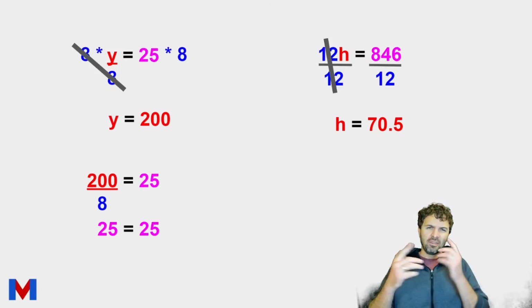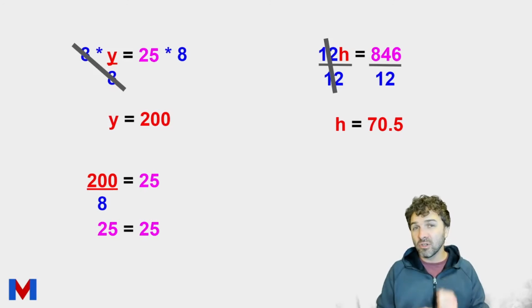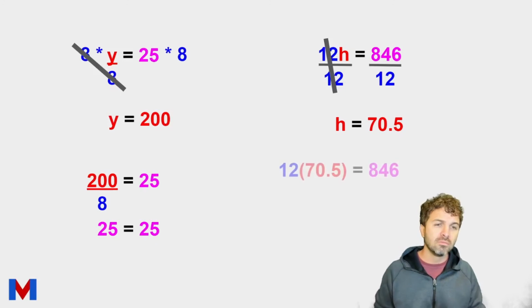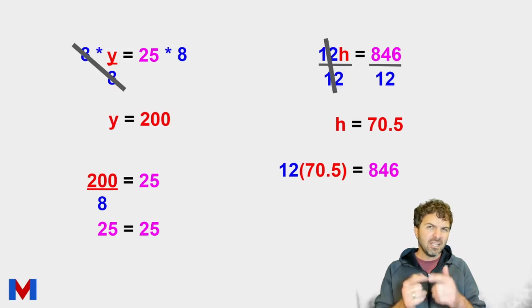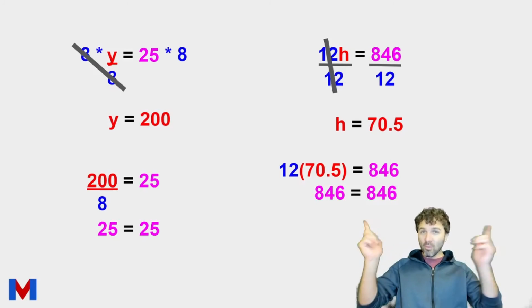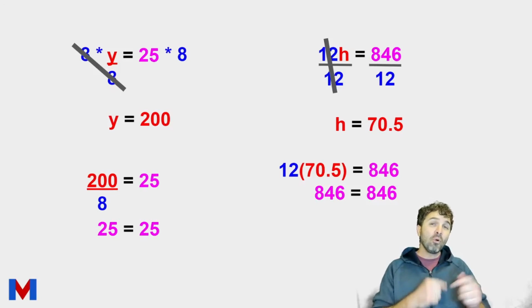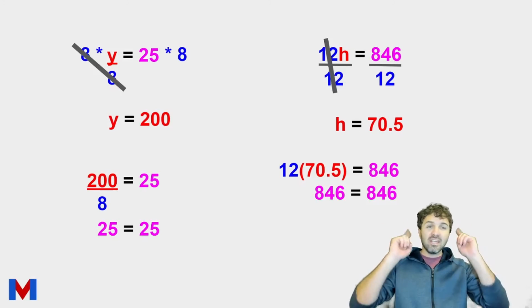Well, this could be true, maybe not. That's kind of funny. So let's check our work just to make sure that this plays out well for us, that it actually makes that original equation true. Well, 12 times 70.5 is 846. Plug it in a calculator. And hey, it works. We got it. So when h is 70.5, 12 times h equals 846 is true.